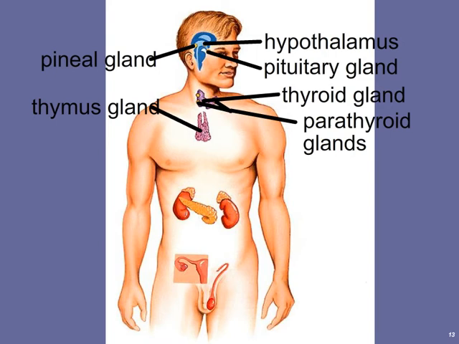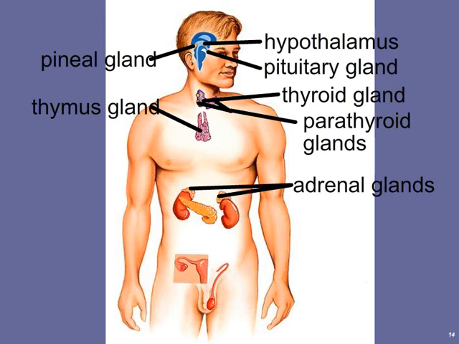The thymus gland is found on the surface of the heart and secretes hormones which are important in the maturation and development of certain types of white blood cells known as T lymphocytes. The adrenal glands are found on the surface of the kidneys. The adrenal glands secrete the hormone adrenaline, otherwise known as epinephrine or norepinephrine. This is important in the fight or flight reaction.